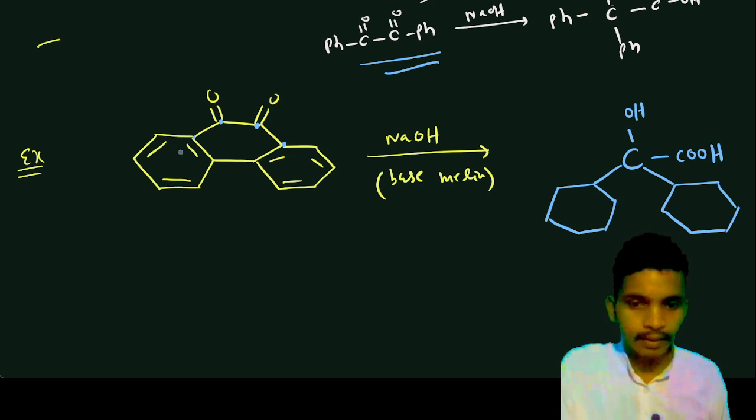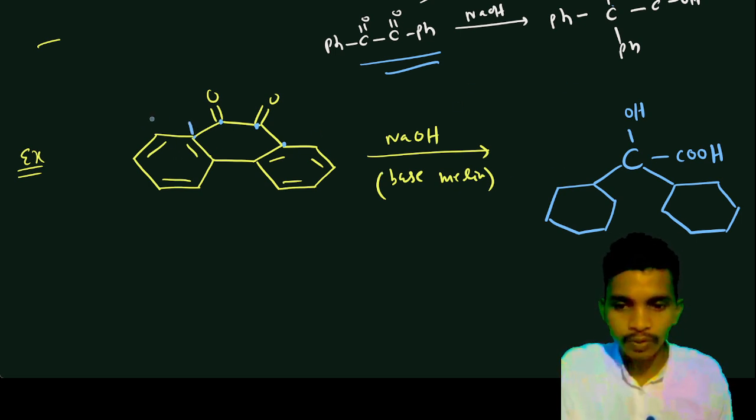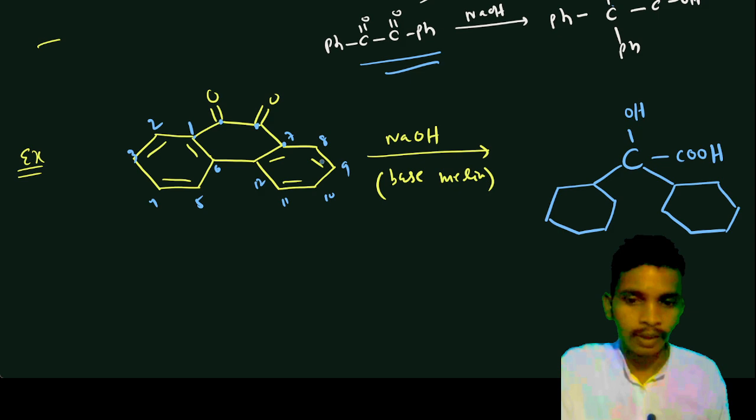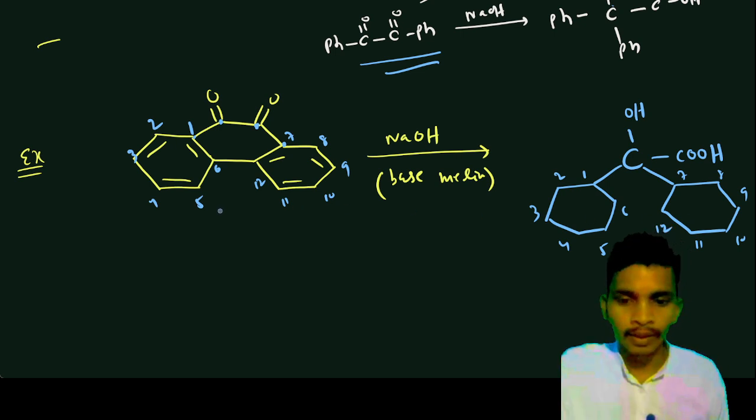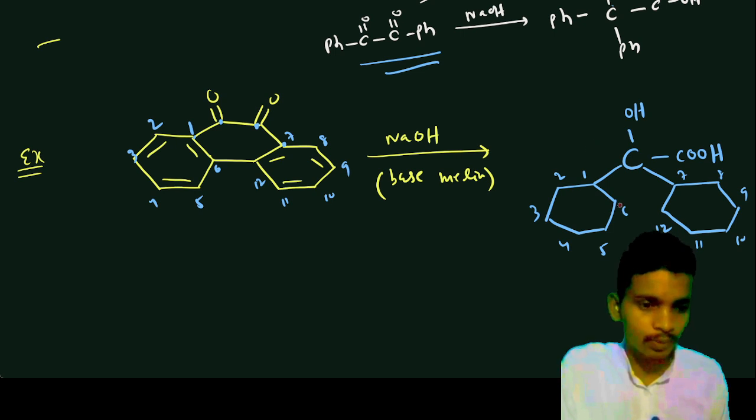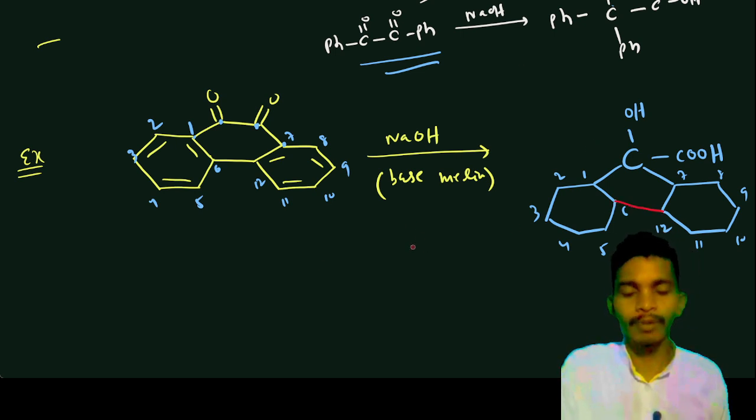Just number it if you get confused: 1 2 3 4 5 6, and this is, let's say, 7 8 9 10 11 and 12. What we see is that the group lies between 6 and 12. So 6 and 12 were there, so join 6 and 12. Okay, so this is the final answer.